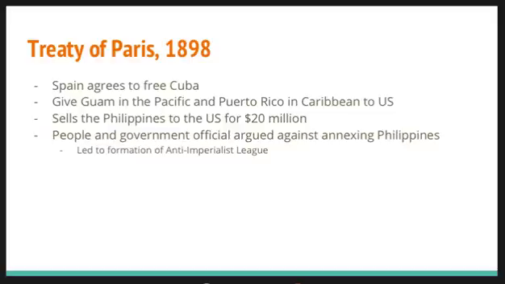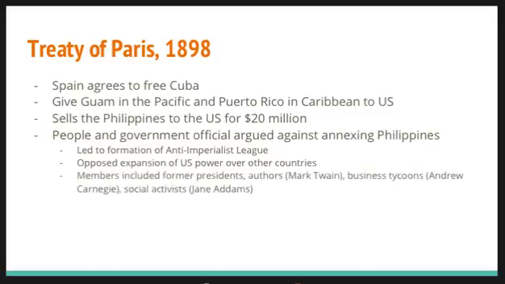They thought the Philippines should be an independent country or stay with Spain. And the people who criticized this taking over the Philippines created a league, a group called the Anti-Imperialist League. They opposed this expansion of U.S. power over other countries. Members of this group were kind of a random bunch. They included former presidents, authors like Mark Twain, business tycoons like Andrew Carnegie, and social activists like Jane Addams, people who otherwise didn't really agree on much.